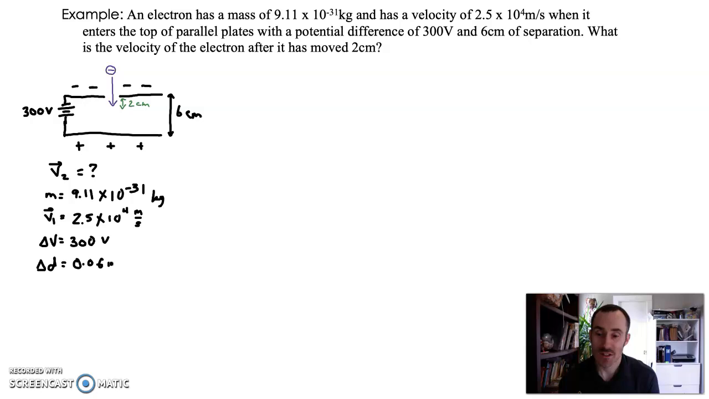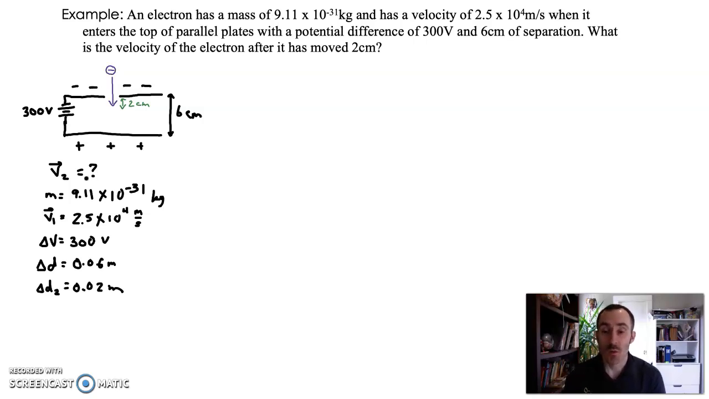is 0.06 meters. And we know that the distance we're actually trying to move, so we're going to call this D2, is 0.02 meters. These are all the things that we know. So we're trying to figure out, how do I use all of this stuff to get me what that final velocity is? So we can think of this two different ways.